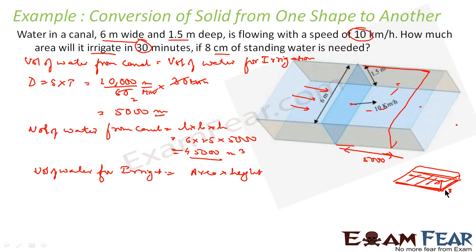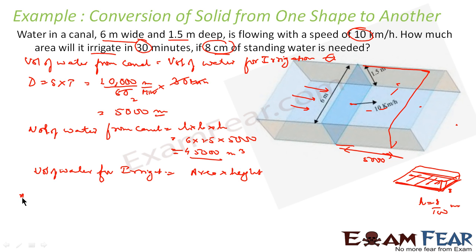the height of water, and the height of water is 8 centimeters of standing water. That is, height is 8 centimeters, we can say 8 by 100 meter. So this is 8 by 100 meter. And we know that the volume of water for irrigation is equal to the volume of water from the canal. This is the first equation. So we can equate these two parts.